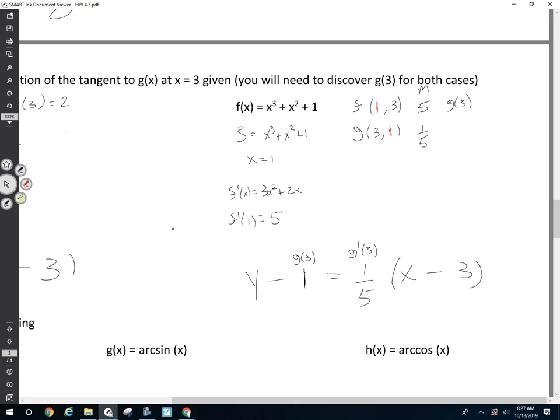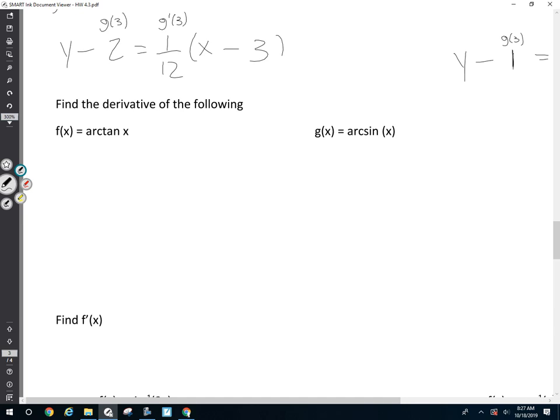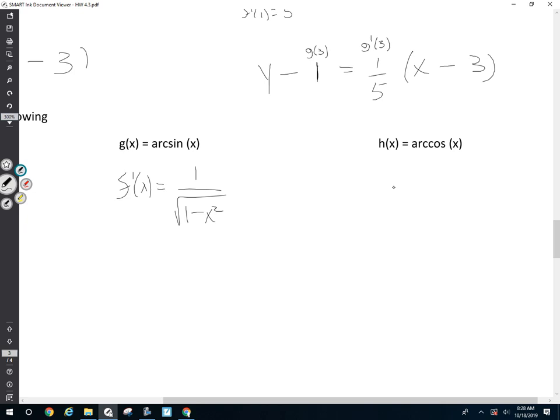Okay. Moving over into derivatives of inverse trig functions, we just have to know them. Arctangent, 1 over 1 plus x squared. Arcsine, 1 over root 1 minus x squared. Arccosine, the same as arcsine, just negative.